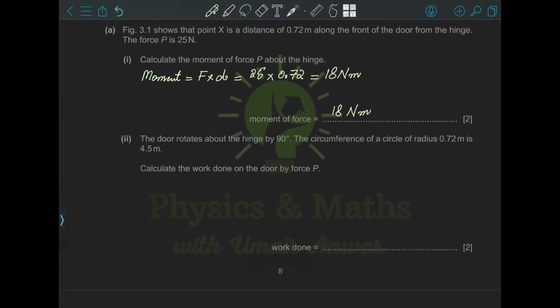So this is a 2-mark question. 1 mark would be awarded when a correct formula or the values are written, and the second mark would be awarded when in 2 significant figures the correct answer is written.